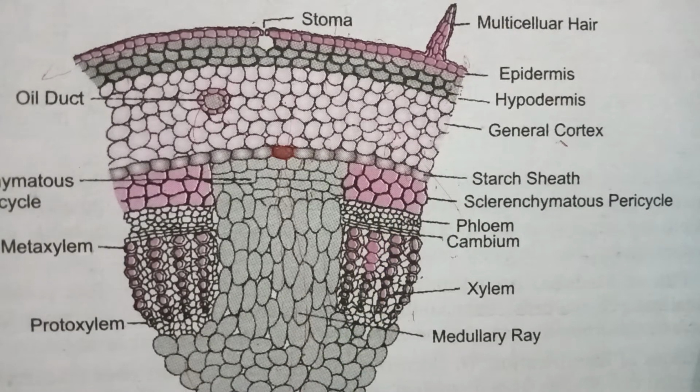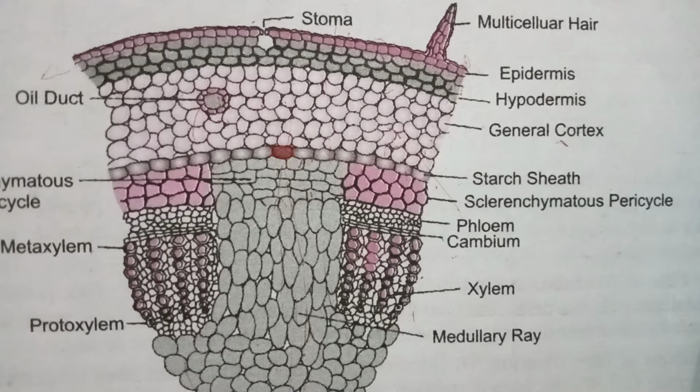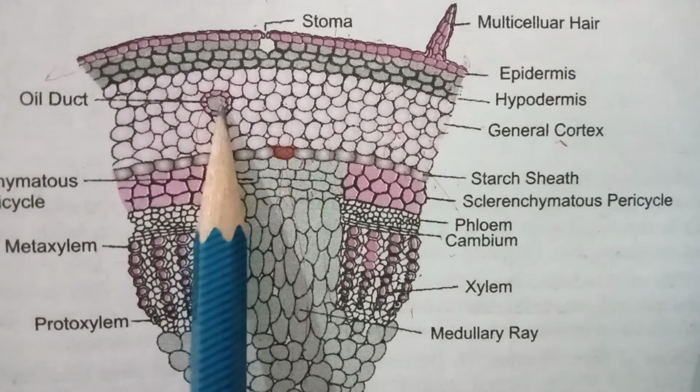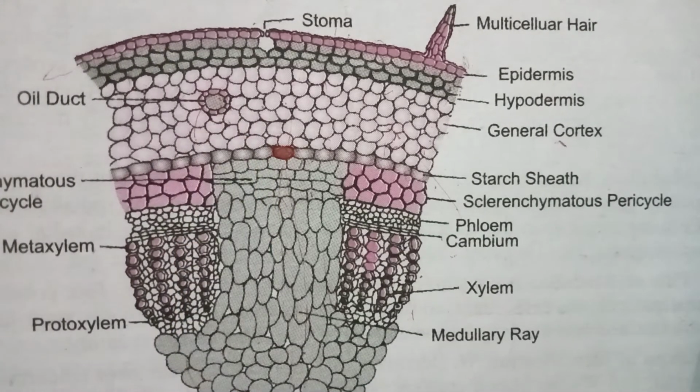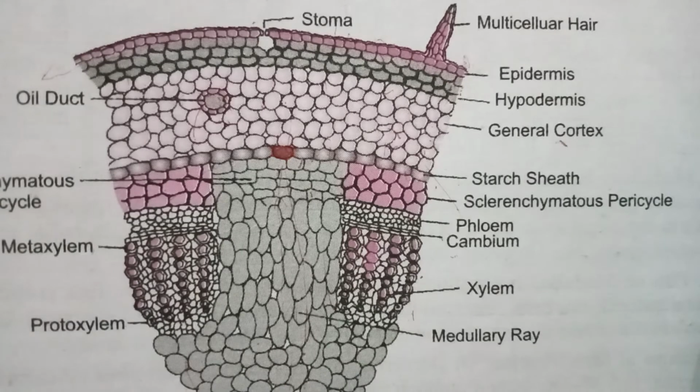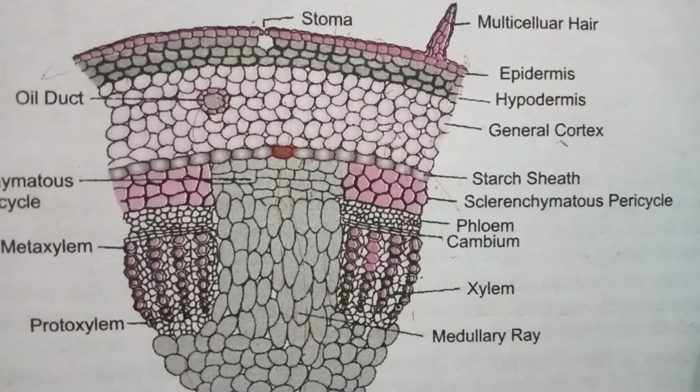Next to it is the ground tissue system, the general cortex portion. In the general cortex, all the cells are parenchymatous. They are compactly arranged cells. They contain chlorophyll, so they are chlorenchymatous cells. Some parts also contain oil ducts. Their main function is to store food and manufacture food due to the presence of chlorophyll. They are also responsible for production of secretory materials like oil and latex.